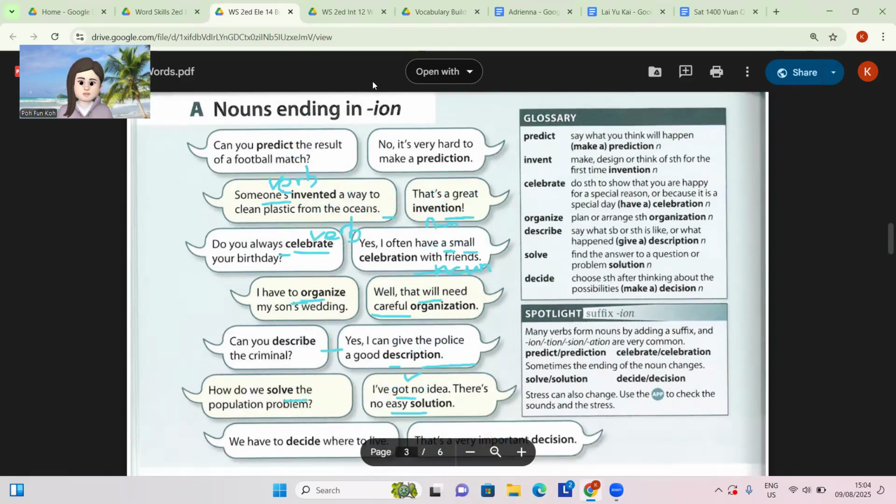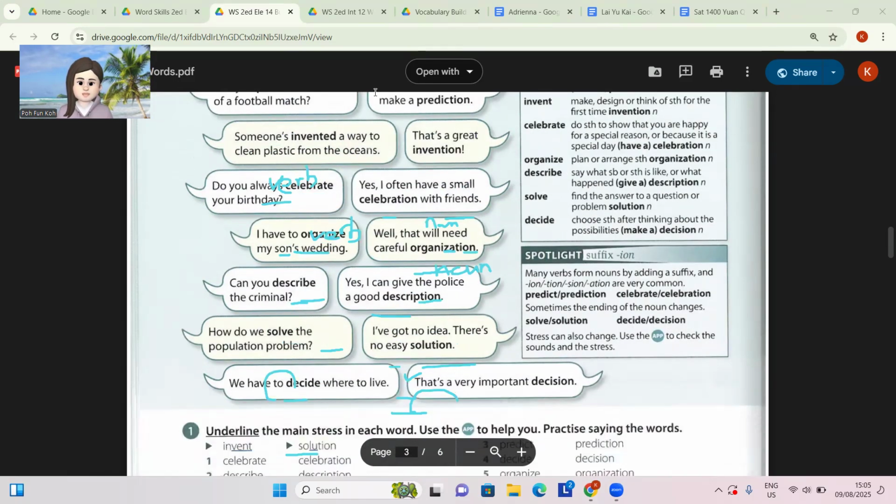Last one, solve, solution. How to solve the problem? Can you solve it? There's no easy solution. There is more than one solution. Solution means the way, the method, how we solve a problem. Last one, decide. Decide where to live. That's a very important decision. A decision. This is how we use it as a noun.